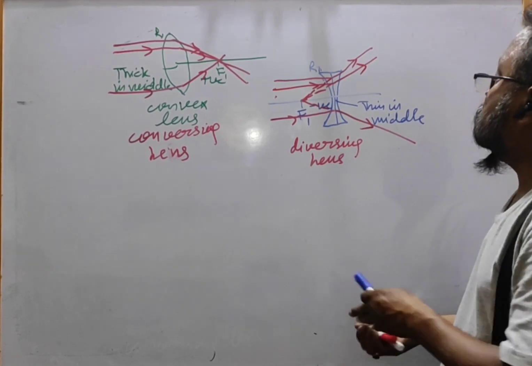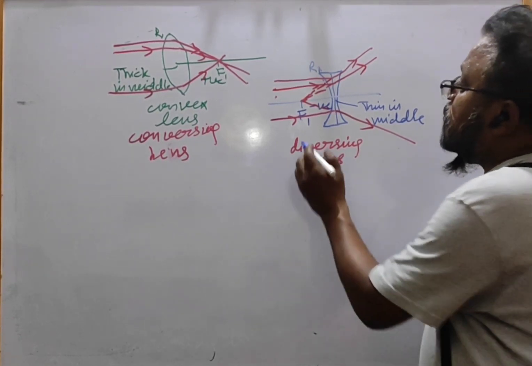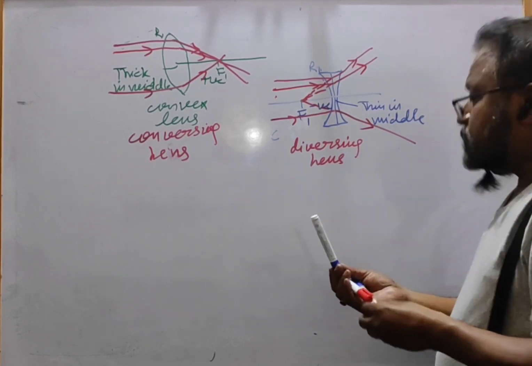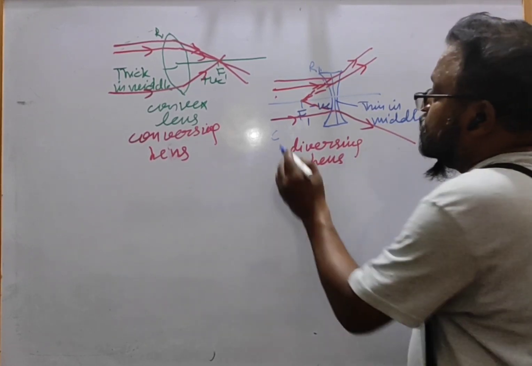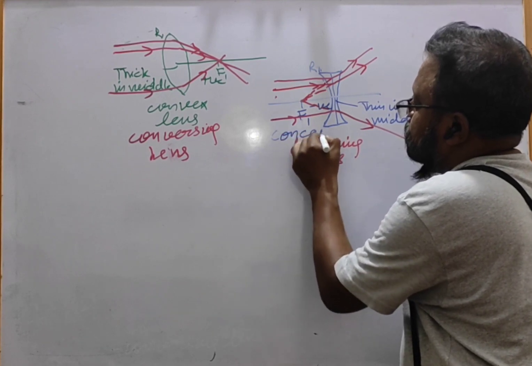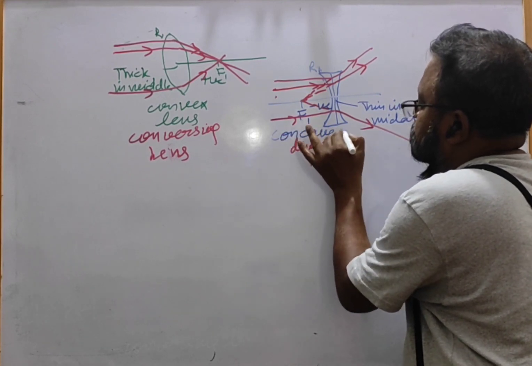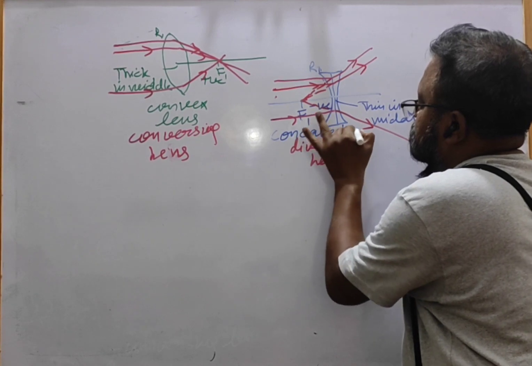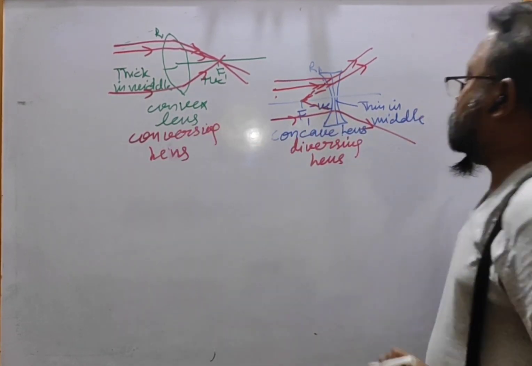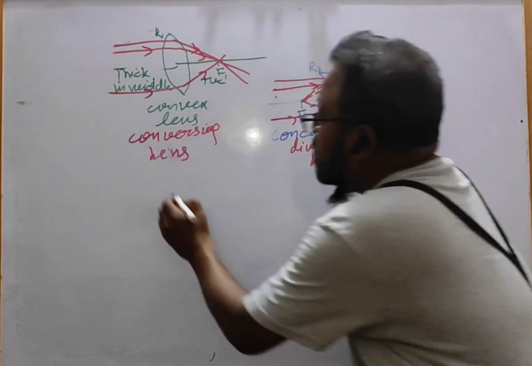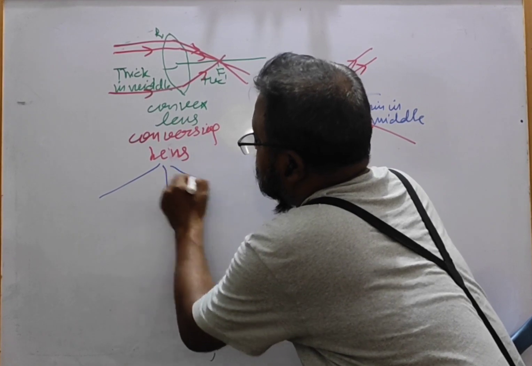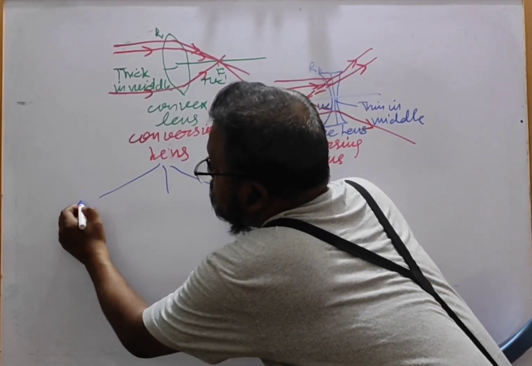Now we have two types of lenses, as you have seen here. This is a concave lens, right? And that is a convex lens. They are again of three types, right? One is biconvex.